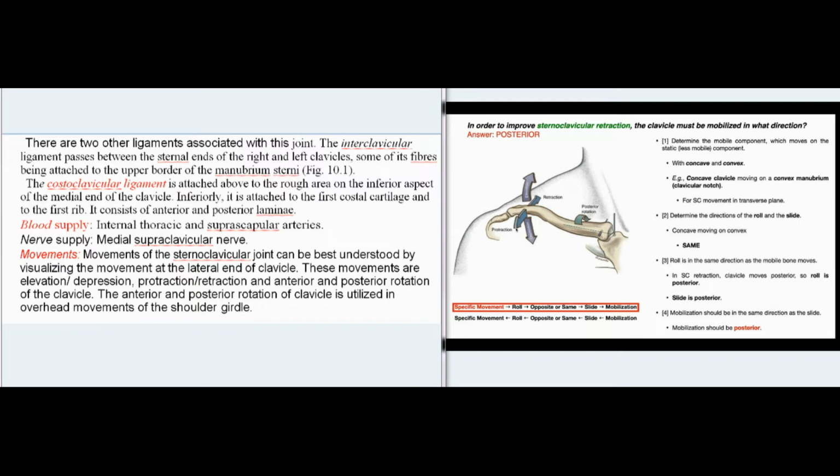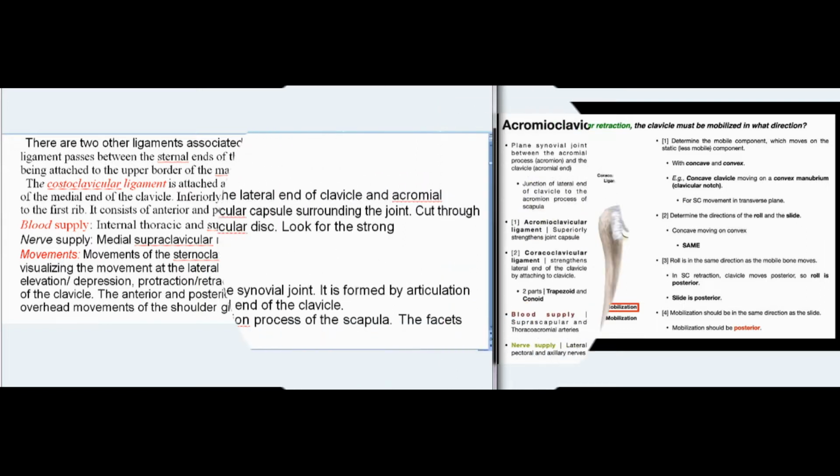Movements of the sternoclavicular joint can be best understood by visualizing the movement at the lateral end of the clavicle. These movements are elevation/depression, protraction/retraction and anterior and posterior rotation of the clavicle. The anterior and posterior rotation of the clavicle is utilized in overhead movements of the shoulder girdle.